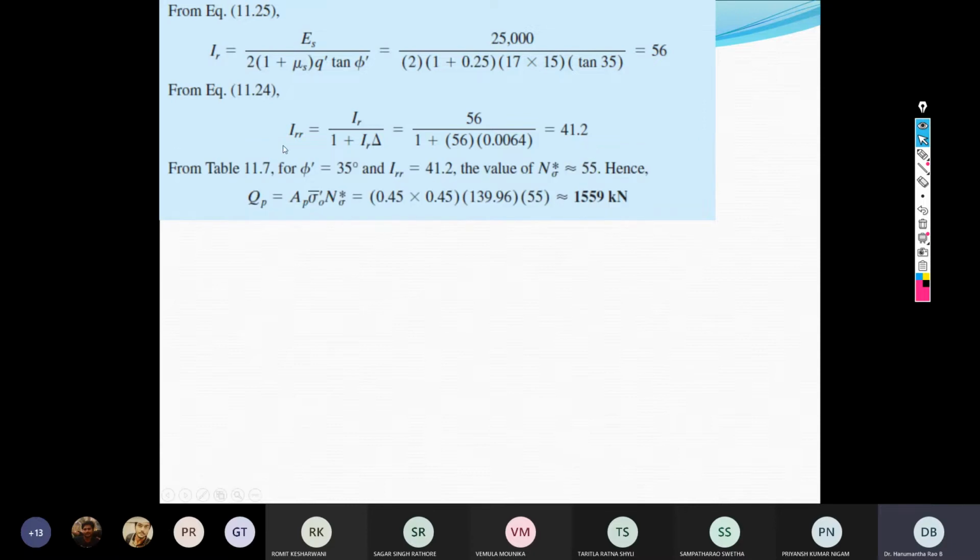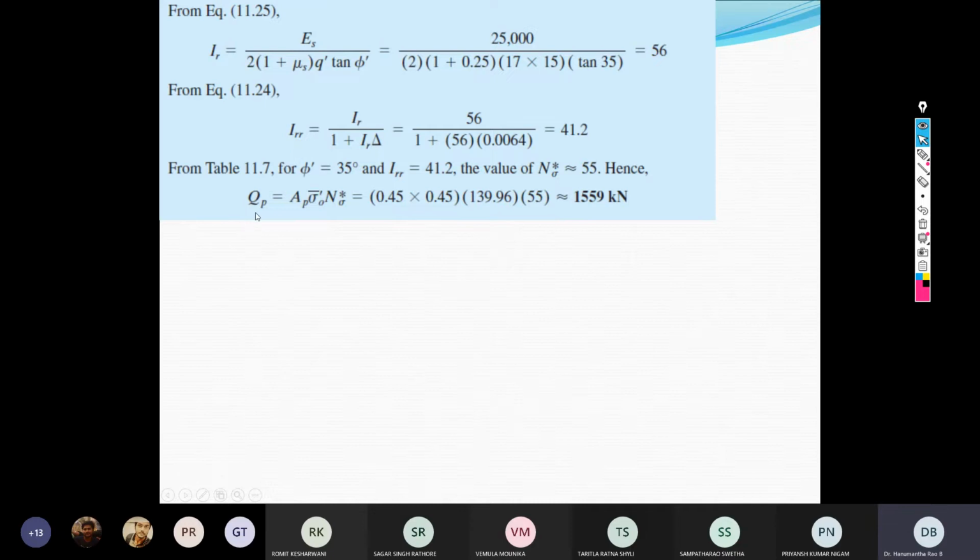Now once IRR is known, just please refer to the handouts again. For a given phi dash and IRR, we can pick up the value of N sigma star. So for a calculated IRR of 41.2 and given phi dash of 35, N sigma star can be picked up as 55. So with this, now we have calculated almost all the parameters.